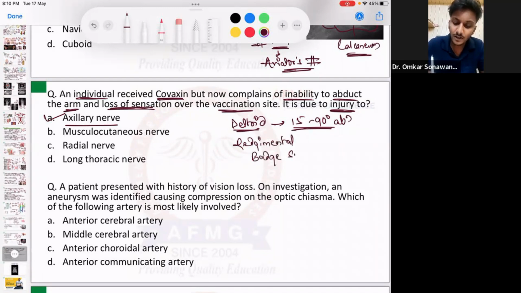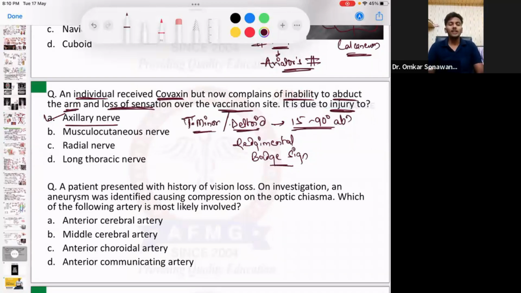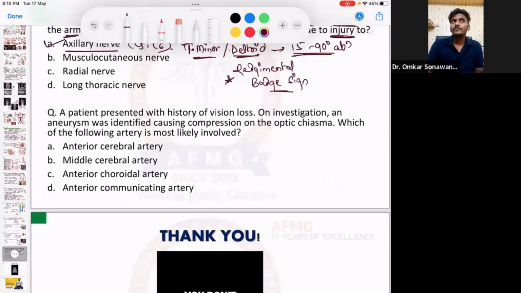Regimental badge sign, palsy of the deltoid, and second, teres minor or major? Teres minor muscle, which are innervated by the axillary nerve. So palsy of teres minor or deltoid along with the regimental badge sign is a classical injury to the axillary nerve, the surgeon's nerve. Root value C5 and C6. Long thoracic nerve: winging of scapula. Radial nerve: wrist drop. Musculocutaneous nerve: inability to flex the arm.